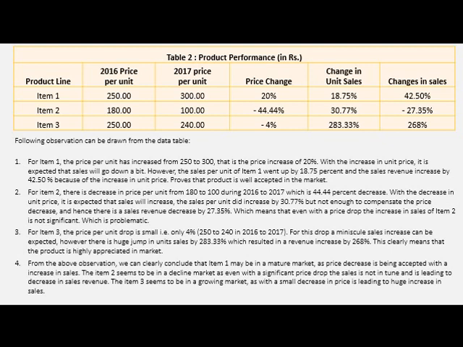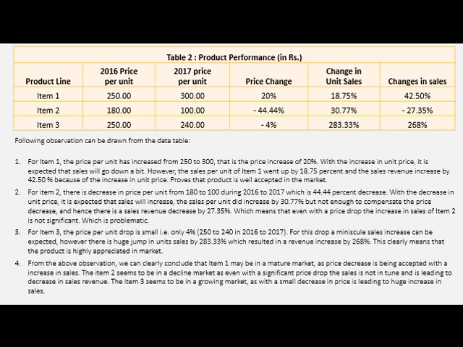Point number 3: for item 3, the price per unit drop is small, only 4%, from 250 to 240 in 2016 to 2017. For this drop a minuscule sales increase can be expected, however there is a huge jump in unit sales by 283.33%, which resulted in a revenue increase by 268%. This clearly means that the product is highly appreciated in the market.